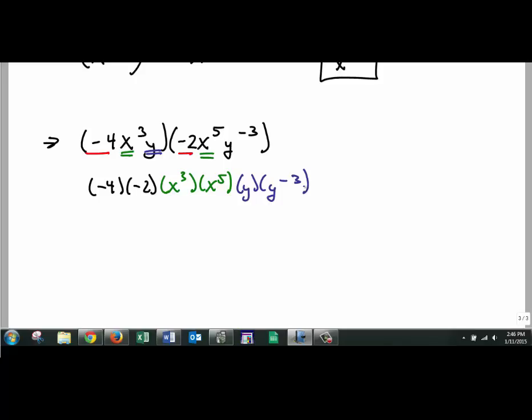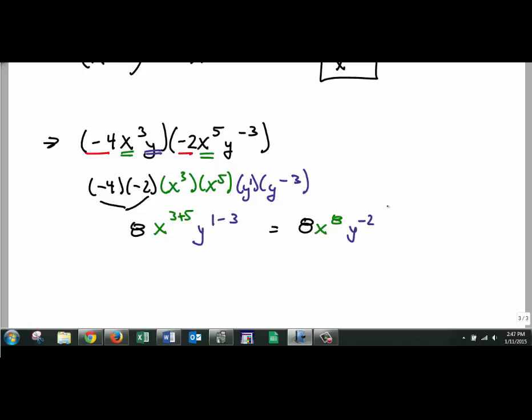Now here I have negative 4 times negative 2 is 8. Here, x cubed times x to the 5th would be x to the 3 plus 5, because remember when you multiply like bases you add exponents. And on my last one I have y times y to the negative 3. Now there's no exponent here, but it's an implied 1. So this would be 1 minus 3. So simplifying, I have 8 x to the 3 plus 5 is x to the 8th. Y, 1 minus 3 is negative 2.